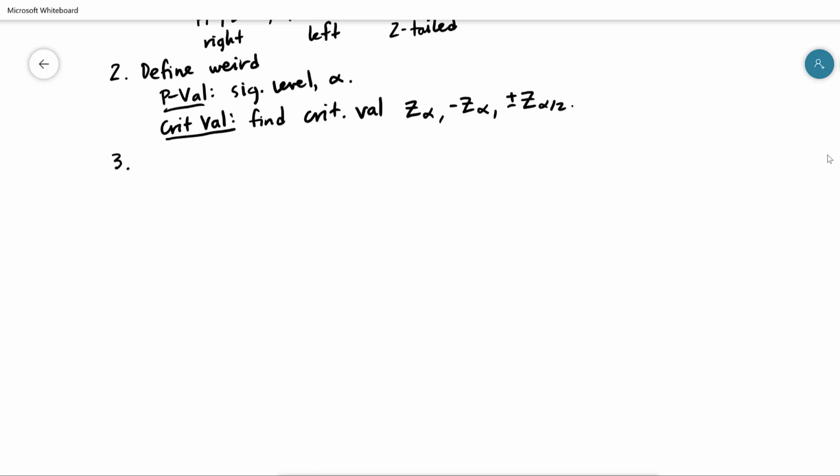Third step, we need to compute the test statistic. And this is really the only significantly different piece. This formula looks different than the others, so let's compute the test statistic. And in this case, the test statistic is the following. So it's a z-score, and it looks like the following.